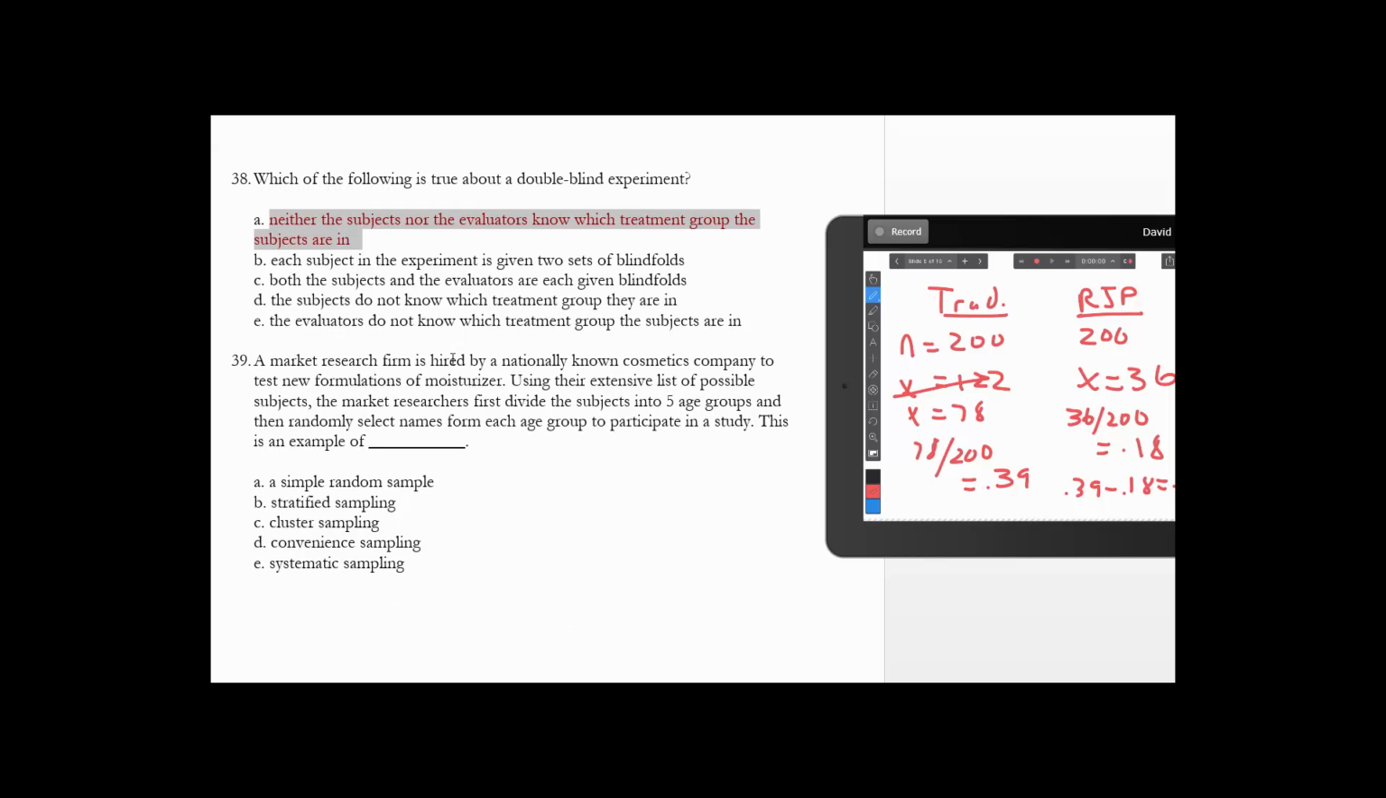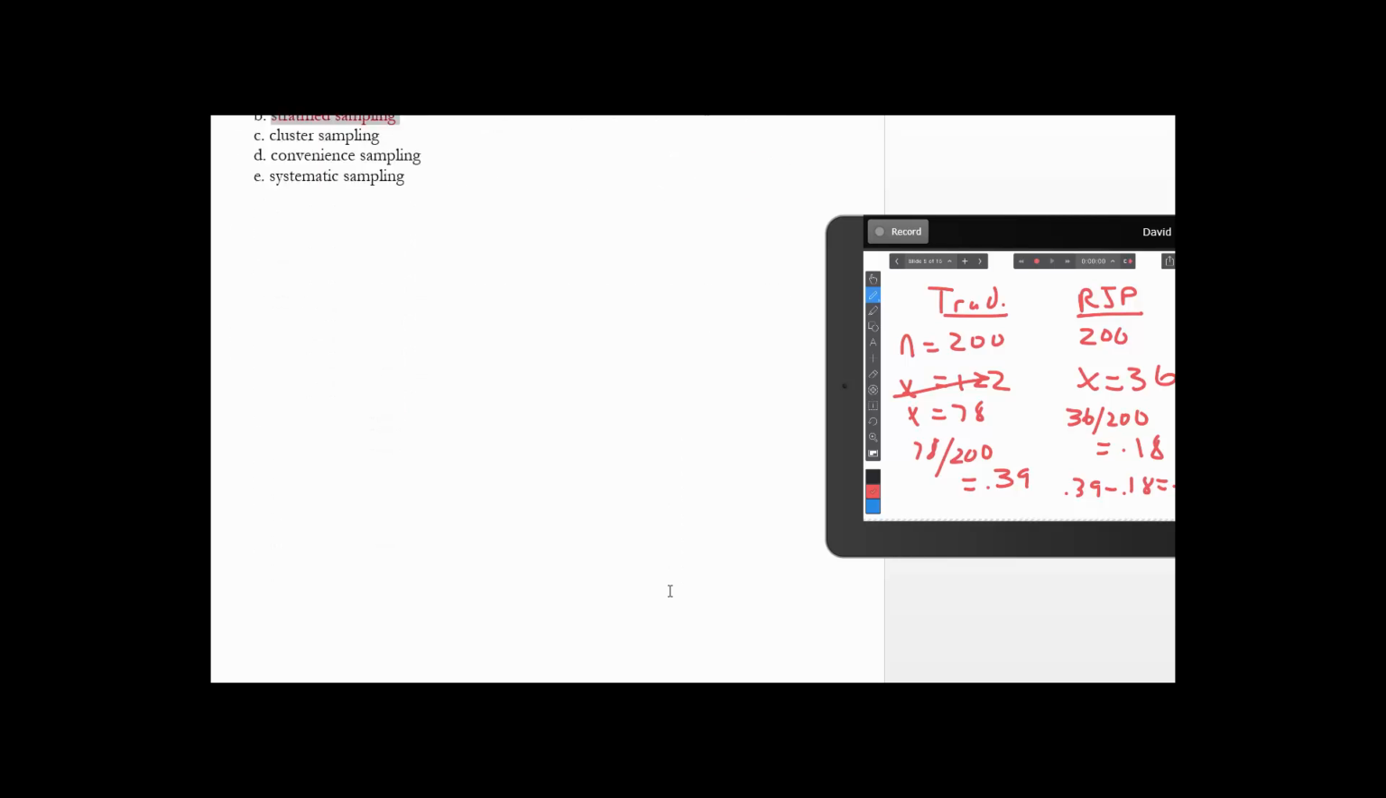And we have a firm that's hired to test new formulations. First, they divide into 5 age groups and then select from each group. That is stratified sampling. They have the different groups that they think are homogeneous within, but then make sure that you randomly select people from each of those stratifications. I think I'll stop on that one.